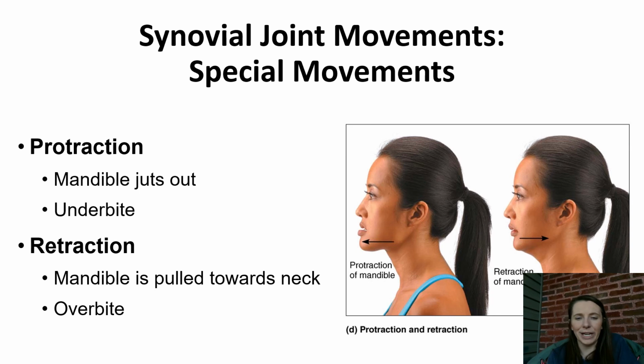Next is protraction and retraction. And so protraction of the mandible specifically is basically when the mandible is going to jut out and you give yourself an underbite. So going from a neutral position to an underbite position is called protraction. And then retraction is when the mandible is actually going to be pulled back towards the neck. And this would be like an overbite, would kind of look like a retracted mandible.